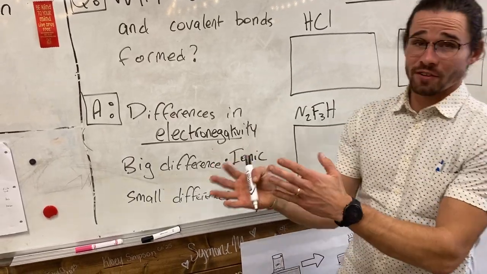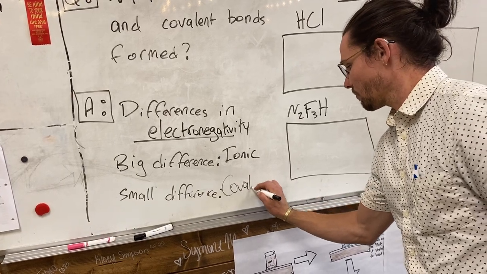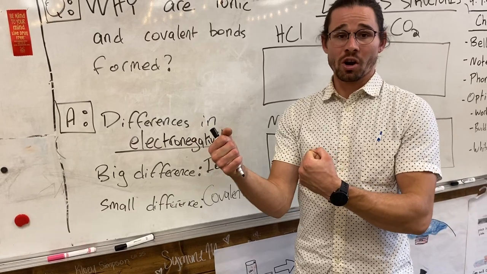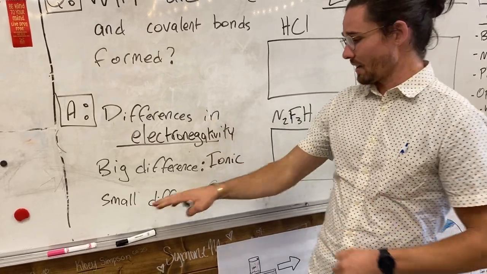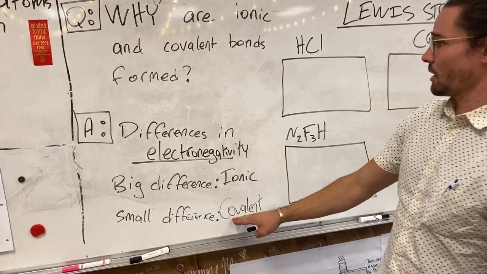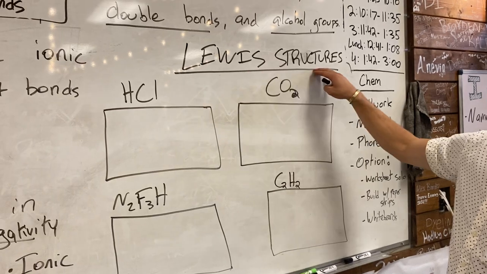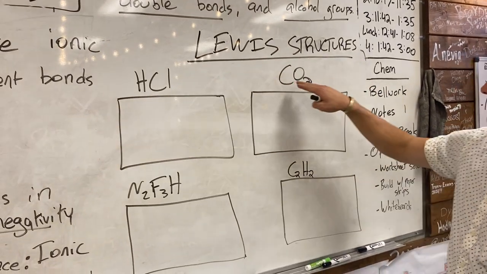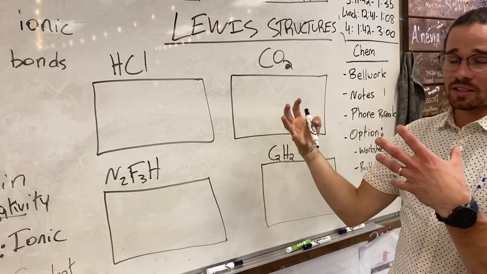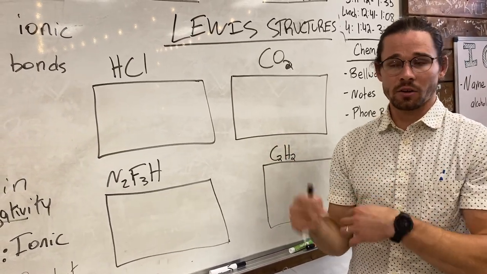If it's a small difference in electronegativity, it's going to be a covalent bond. So you can write covalent bond. A covalent bond is where neither element is strong enough to pull an electron away, so they have to share them. Small differences in electronegativity are covalent bonds. So jumping over here, we're going to learn about Lewis structures. These are all covalent bonds. All of these elements are non-metals, so none of them has a big enough electronegativity to steal that electron, so they're going to share them.